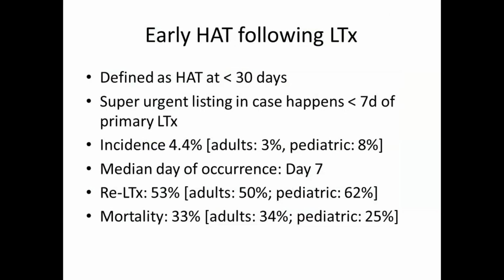And if it happens and is diagnosed in less than 7 days, these patients are put up for super urgent listing. They become status 1 patients in the Western world. The incidence is less than 5%. It's higher in the pediatric age group than in the adults, and the median day of occurrence could be day 7. However, many times you would pick up these patients even on day 2, 3. Most of these patients undergo retransplantation, and these are far commoner in the pediatric age group than in the adults, and the mortality associated with this condition is extremely high. Most of these patients become biliary cripples.